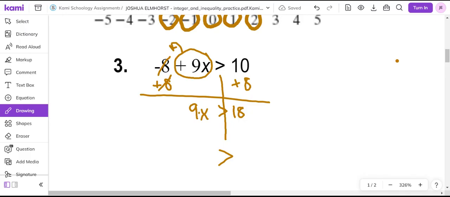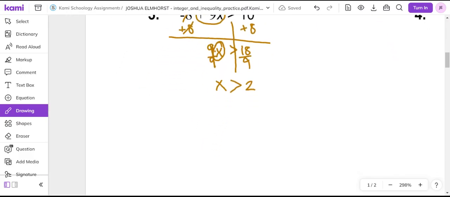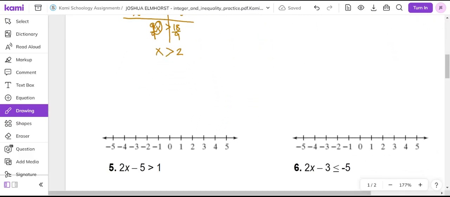Now, the variable is being multiplied by 9, so we're going to divide both sides by 9. So now we have just 1x. 18 divided by 9 is 2. And the variable is positive on the left, so now we can graph x is greater than 2. So we put an open circle at 2. X is on the greater than side. And we're going to leave it open because it is also not equal to.